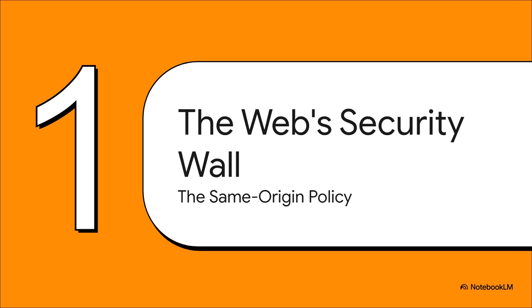Okay, so imagine every website you visit is its own little walled fortress. By default, the rules of the internet say that code inside one fortress is absolutely forbidden from messing with stuff in another fortress. This basic rule is called the same origin policy, and it's been a cornerstone of web security for a very long time.